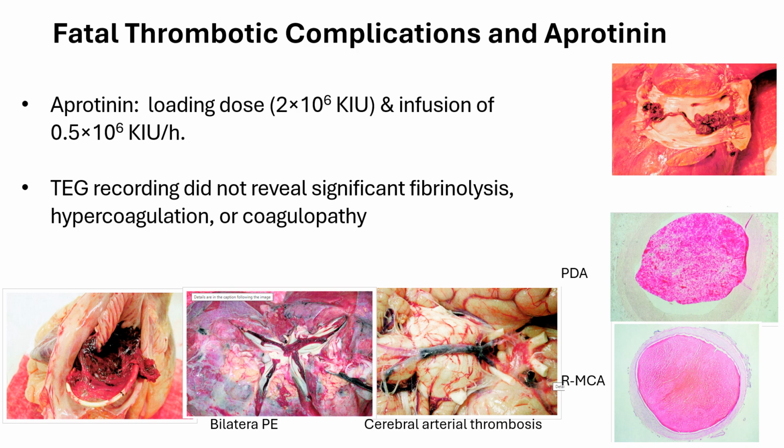On the right top, that's the anastomosis site of the portal vein that shows significant thrombosis. We have some thrombosis in the heart, in the brain, in the pulmonary arteries bilaterally, and inside the heart next to the PA catheter. Somehow the TEG did not reveal any significant signs of fibrinolysis, hypercoagulation, or coagulopathy.